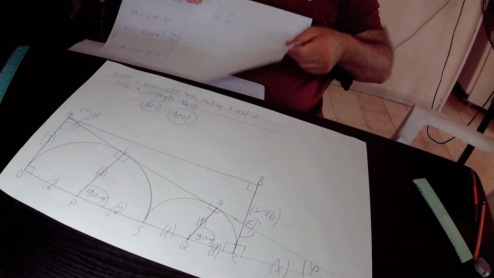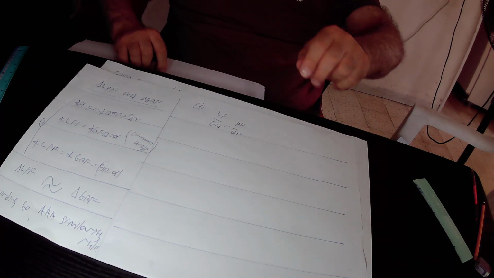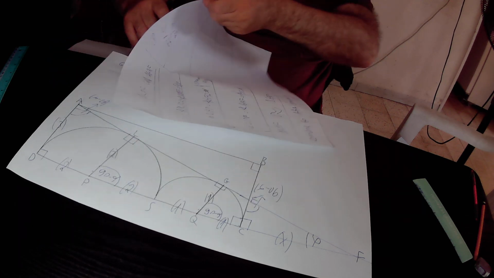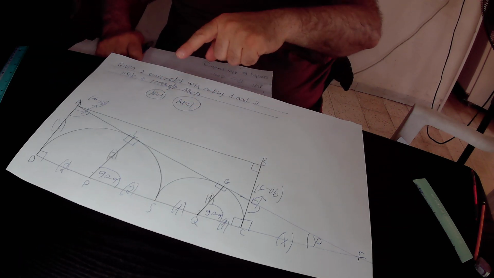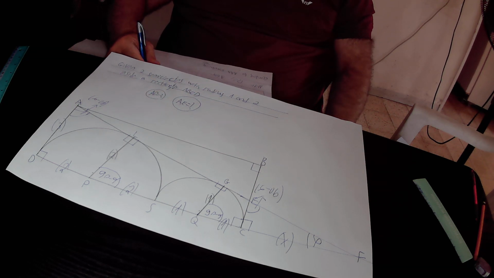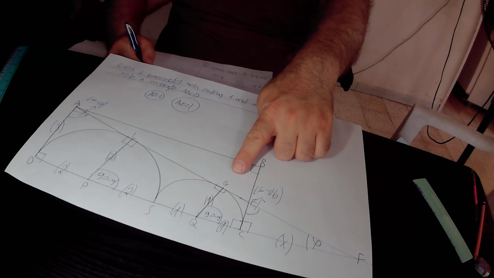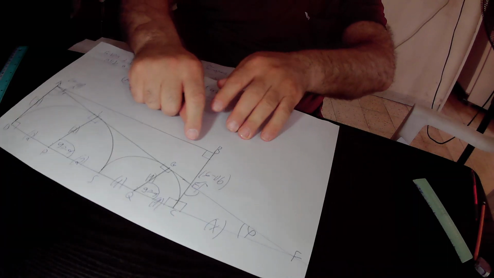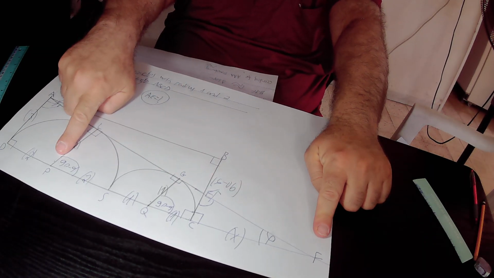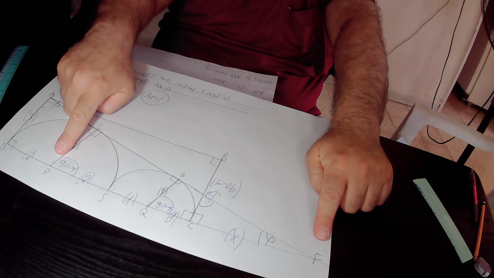So actually we found out that LP over GQ equals PF over QF. LP is the radius of this big semicircle, that is equal to 2, over GQ. GQ is the radius of this small semicircle, that is equal to 1, and it equals PF over QF. What is the length of PF? PF in total equals 2 plus 1 plus 1, that is 4, plus x.